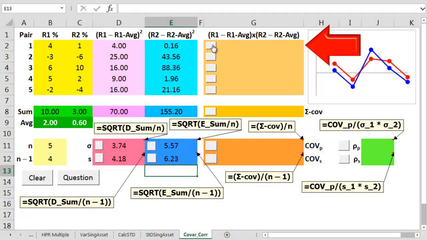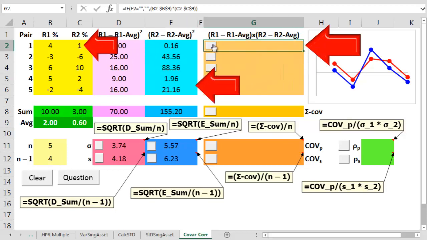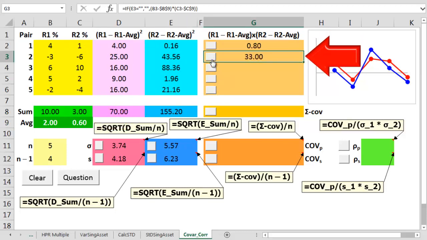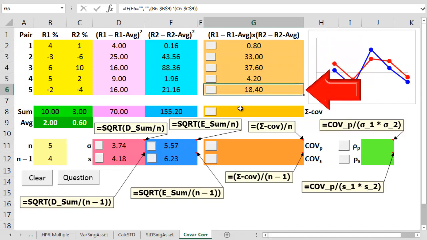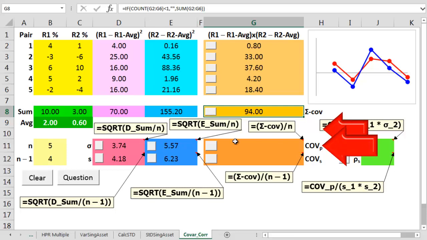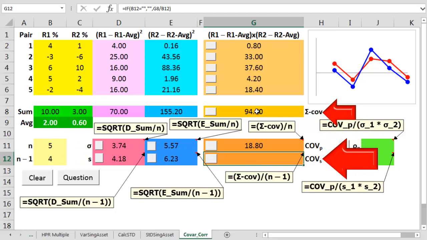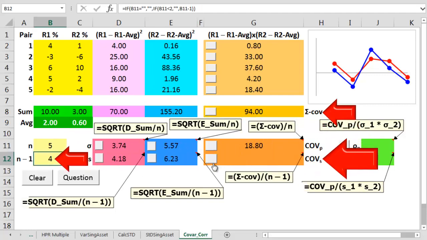To get that first figure, we take the first return from the first set minus the first average. Then we multiply this by the first return from the second set minus the second average. And then we do that for the other 4 pairs. Once we've got all that done, we add them all up. The population covariance is then this sum divided by n, or in this case 5. The sample covariance is the sum again, this time divided by n-1, or 4.